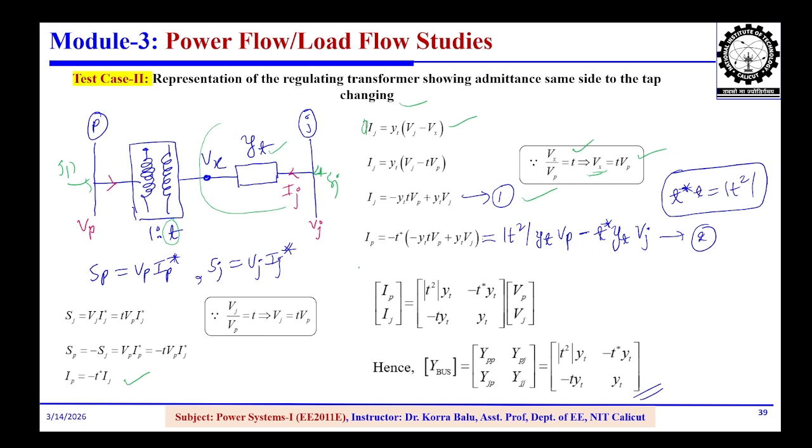Similarly, you can go for the Ip from this. Ip is equal to... this equation we can apply here. So Ip is equal to minus t conjugate into this value. We can substitute here, and we'll get equation 2. Now represent it in matrix form. So Ip and Ij in terms of Vp and Vj will give the matrix here.